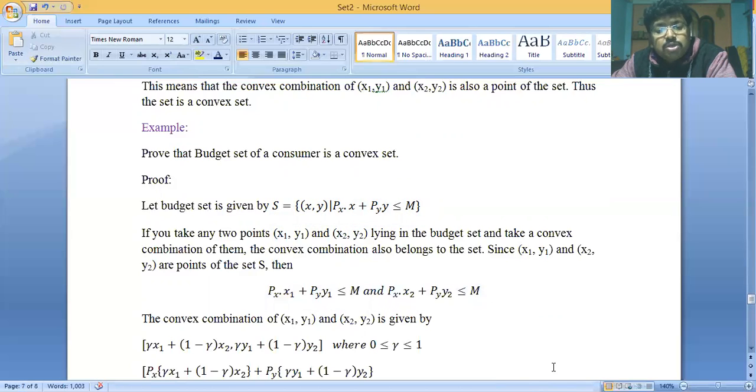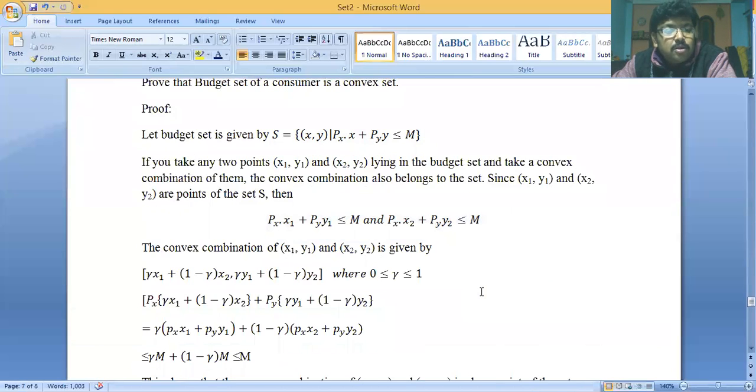The convex combination also belongs to the set. Since (x1, y1) and (x2, y2) are two points of the set S, this is the situation: Px x1 plus Py y1 is less than or equal to m, and Px x2 plus Py y2 is less than or equal to m. The convex combination of these two points is gamma x1 plus 1 minus gamma x2, and gamma y1 plus 1 minus gamma y2.